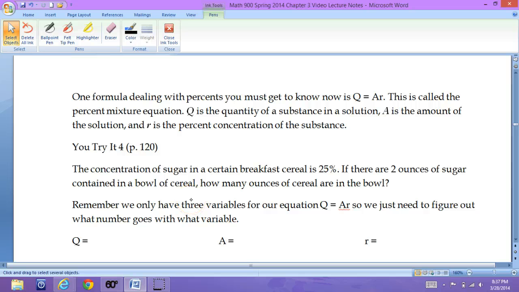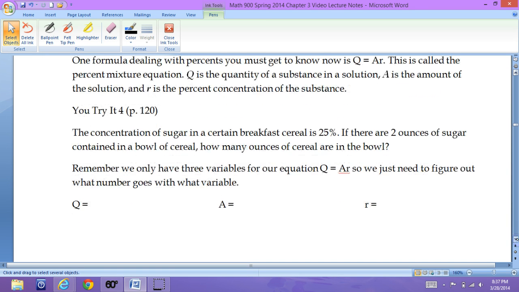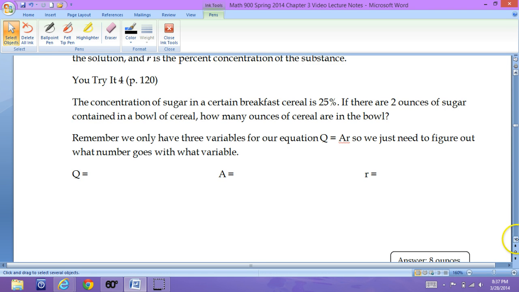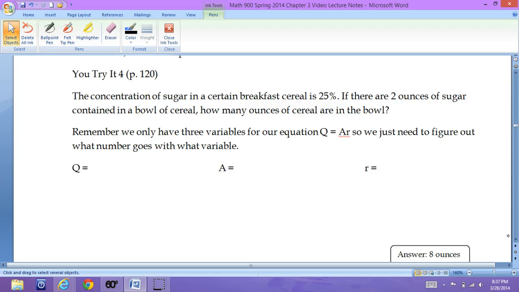So we're going to look at this example involving cereal and the percent concentration of sugar in cereal. And we could choose juice or anything else. The concentration of sugar in a breakfast cereal is 25%. Now, our Q equals AR only has one thing that has a percent in it. It's the R. So before we even write anything down, though, we need to convert this.